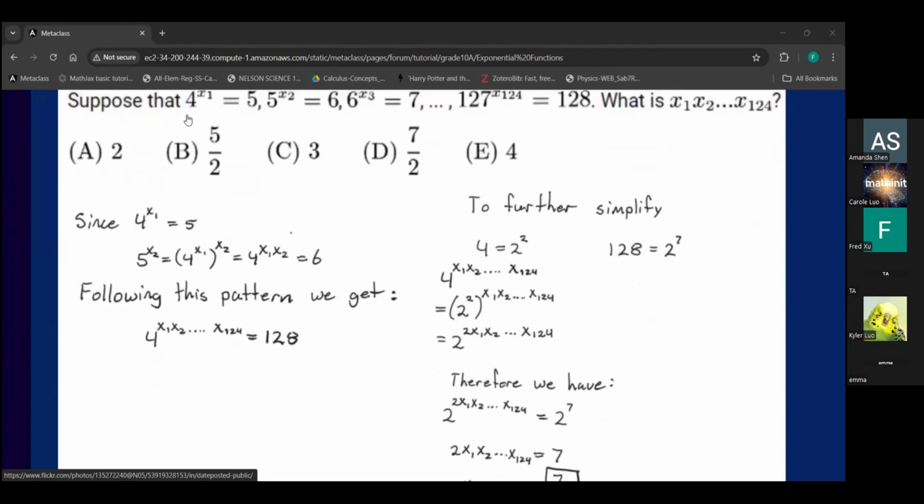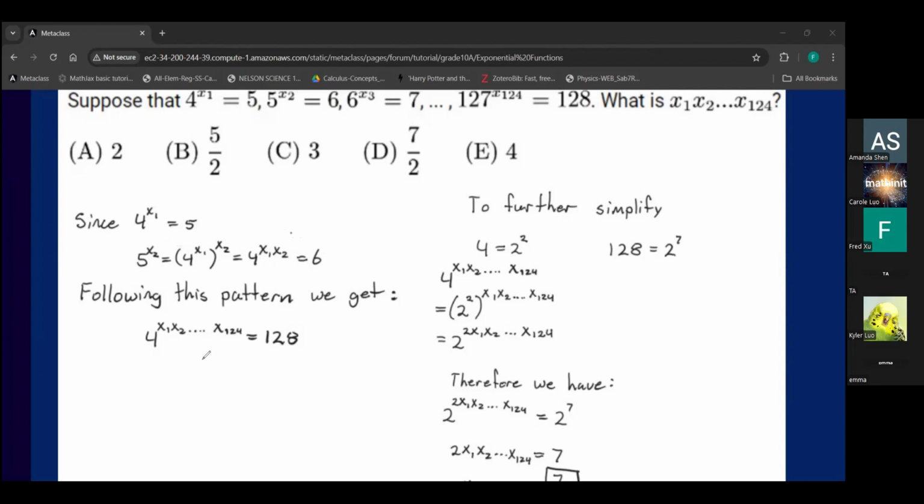is, so we first have 4 to the power of x1, right? 4 to the power of x1 is equal to 5. And we have 5 to the power of x2, right? We can sub in, same thing as before, 4 to the power of x1, we can sub that in for 5. And we get 4 to the power of x1 x2 is equal to 6. Right? And we can follow this pattern.